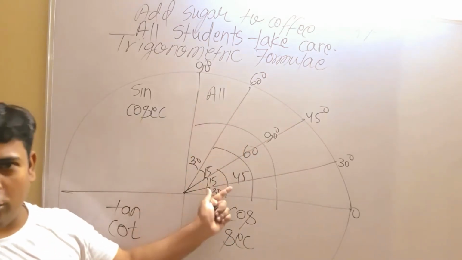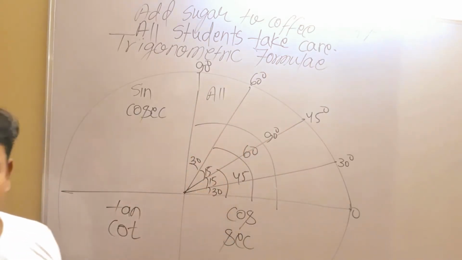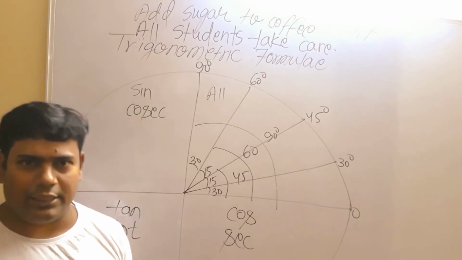All stands for all the 6 ratios, namely sin theta, cos theta, tan theta, cot theta, sec theta, cosec theta.